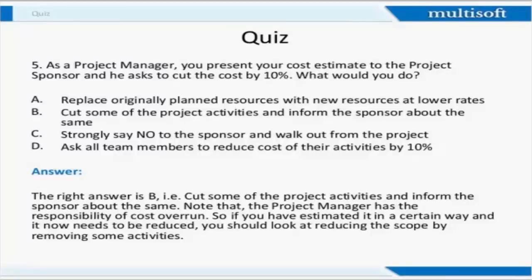Because you have to tell them, okay sir, if you are going to reduce this cost by 10%, then some activities we may have to reduce. So be transparent. When the requests come from them, why not highlight it to them?